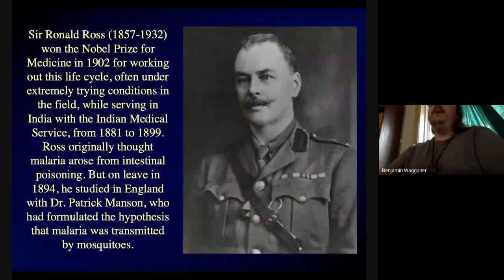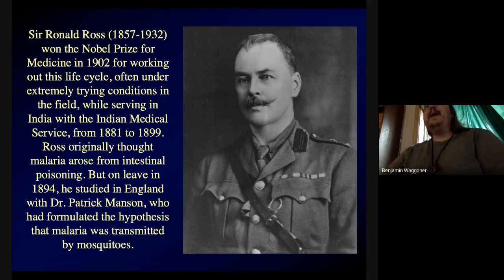The guy that made this possible was a fellow by the name of Sir Ronald Ross. I might occasionally ask you test questions on personal names, by the way, but don't worry about memorizing dates or anything like that. Ross won the Nobel Prize in 1902. I think that might have been the second Nobel Prize awarded, because he worked out the Plasmodium malaria life cycle under some very difficult conditions, serving in India, which at the time was part of the British Empire, with the Indian Medical Service from 1881 to 1899.